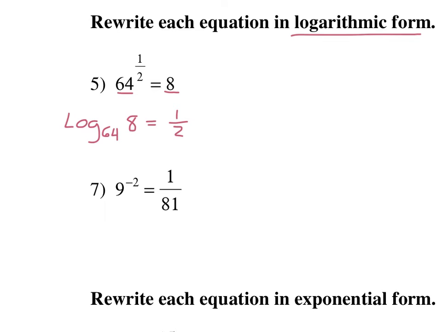Number 7, we're going to start with the word log. Our base goes into the basement. Then we write our answer, and then that's equal to the exponent, which is -2. Any questions on this one?